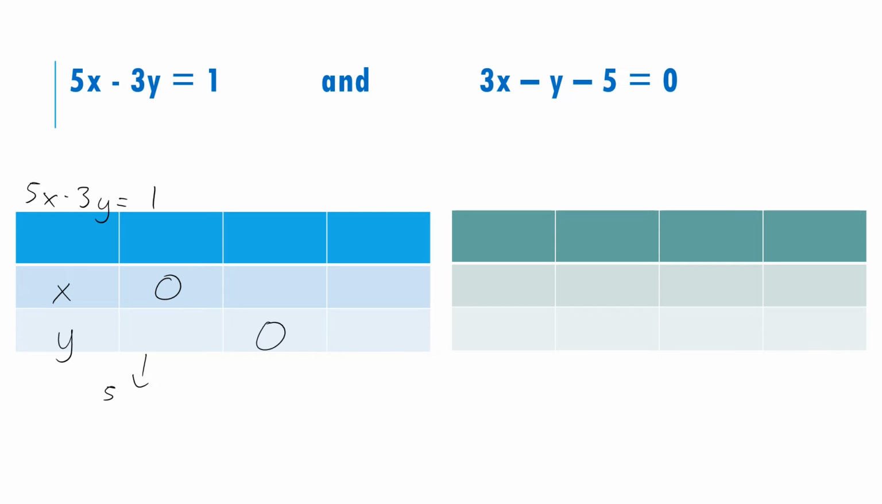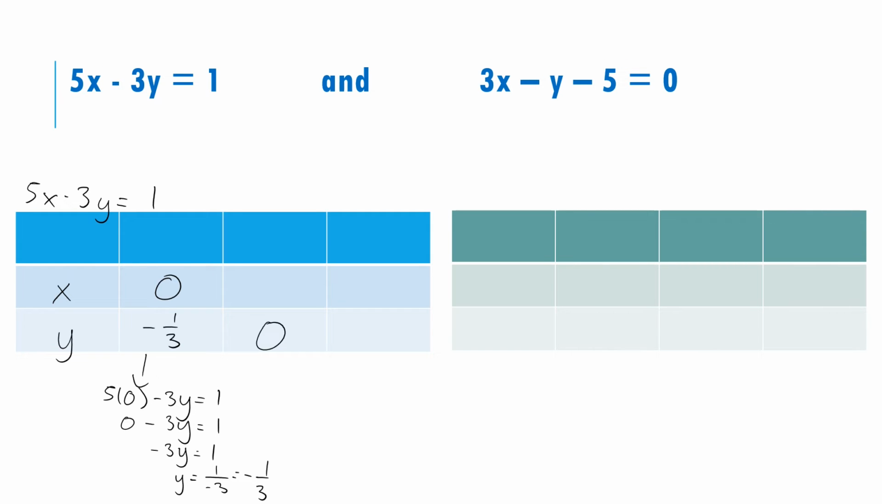Okay, so x put as 0. I copy from the first equation. So 5 times 0 equals 0, minus 3y equals 1. So y equals 1 divided by minus 3. It will be minus 1 per 3. So this is the answer, minus 1 per 3.